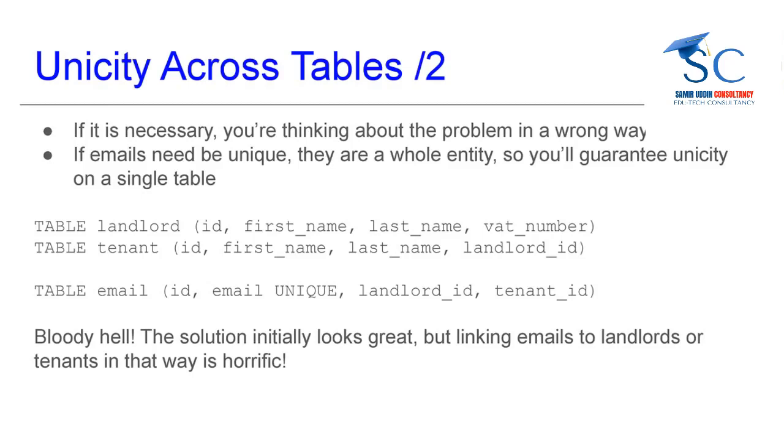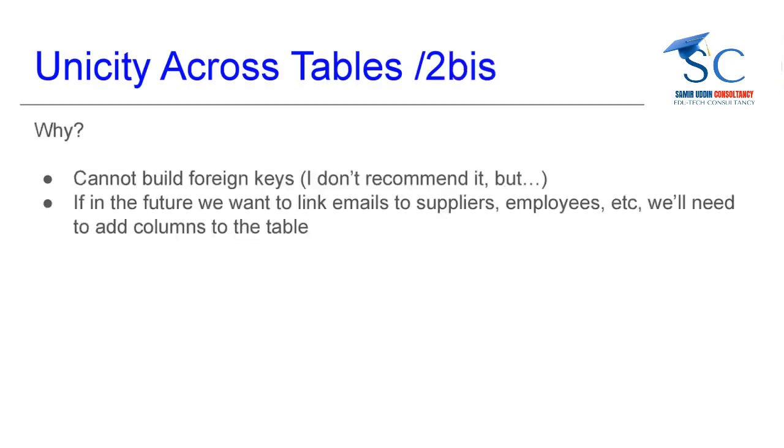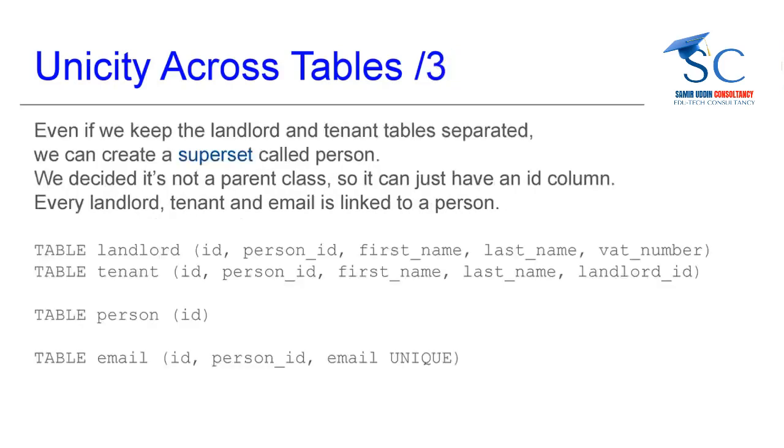But this solution initially looks good, but linking emails to landlords or tenants in this way is quite horrific. So what can you do? Well, first of all, why? Because you cannot build, for example, foreign keys. Again, I don't recommend to do it, but maybe you want to do it. You should theoretically be able to do it. And also, in the future, you may want to link emails to suppliers, employees, whatever. So in this case, you will need to add more columns to the table, and this is not good.